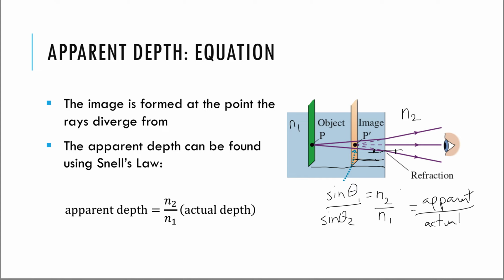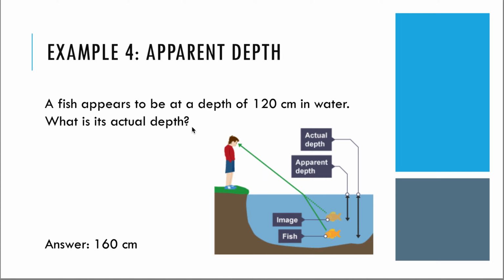Let's do an example where we use this equation. In this example, it says that a fish appears to be at a depth of 120 centimeters. What is the actual depth? So you can see here, slightly different picture, but the fish is really here. But when that ray of light exits the water, it bends this way, it refracts away from the normal. And then our eyes, when they look at this ray of light, they project it backwards in a straight line, and that's why the fish appears closer than it really is.